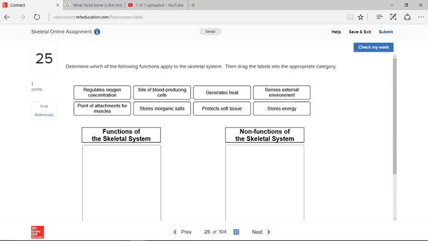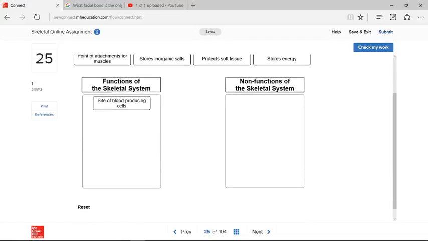But let's go. Alright, now we got a great question right here. Functions of the skeletal system are site of blood producing cells, right? I think I might have said this in my last video, but let's just lay out a picture of a bone in your head. Visualize a picture of a bone. Yes, a nice meaty bone. Wait, no, it's just a bone because there's no meat on it.